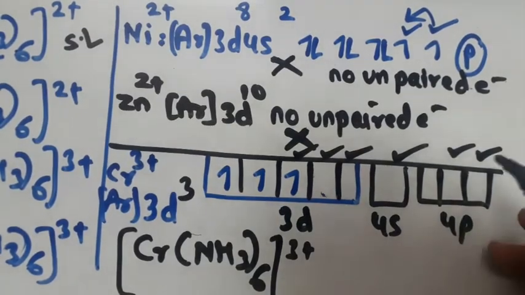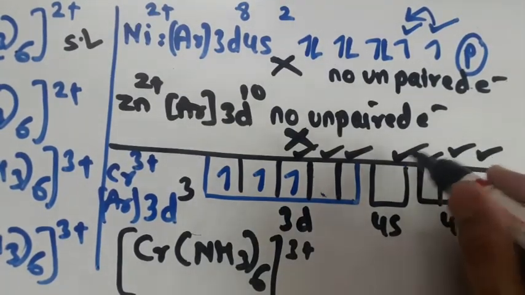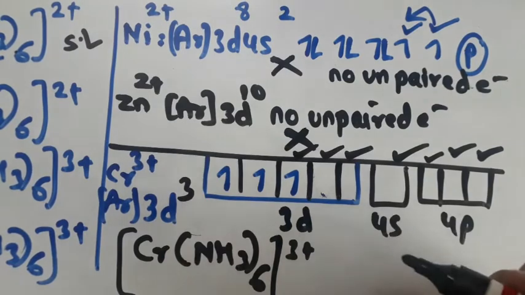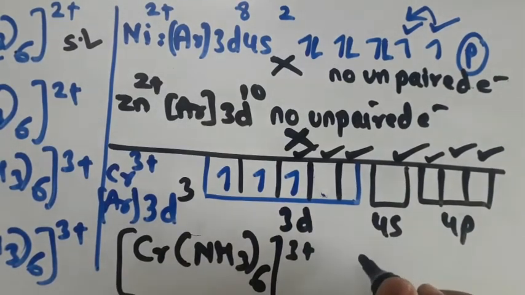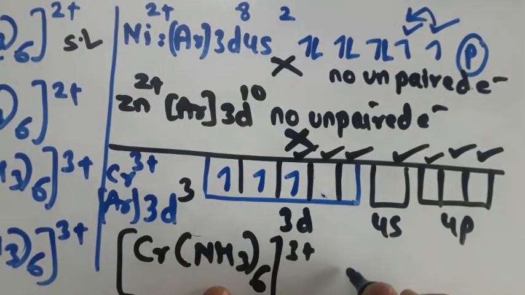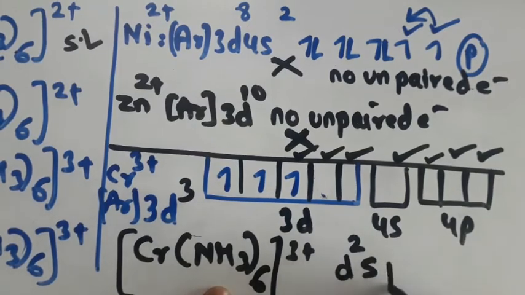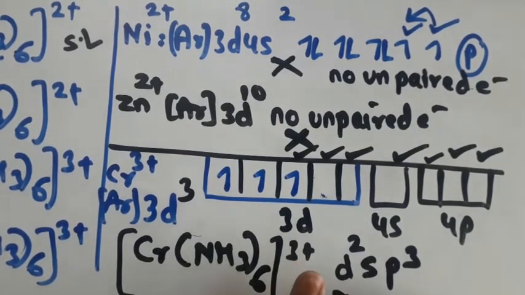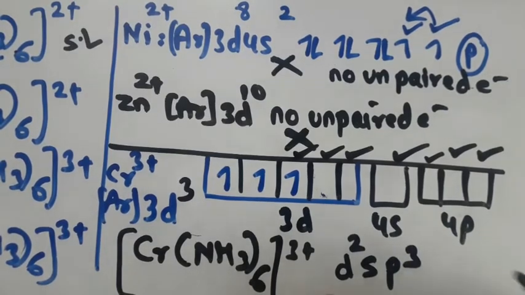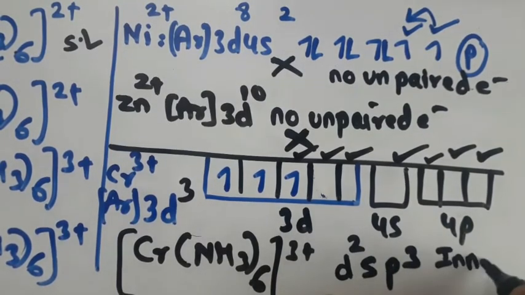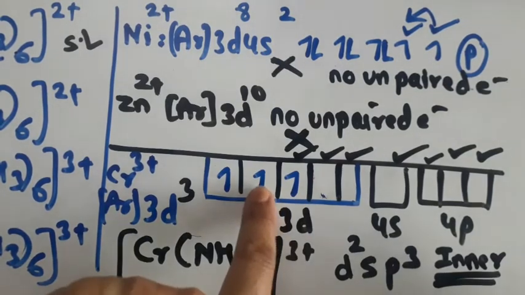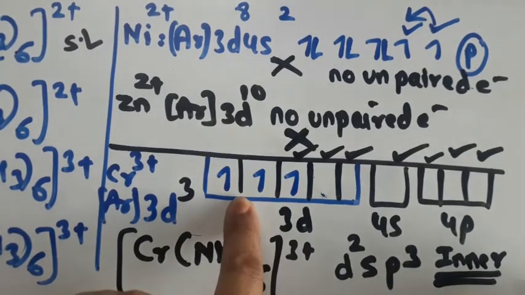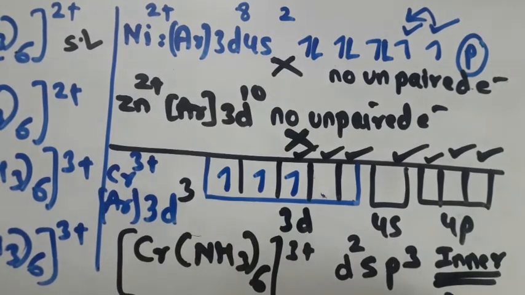So here we are having 1 2 3 4 5 6. Okay, so in this case also if you see, we will be getting d2sp3 hybridization, but d is inside. Okay, this is an example of inner orbital complex. Although it is going to be paramagnetic because there are unpaired electrons, this is an example of inner orbital complex and it is paramagnetic.